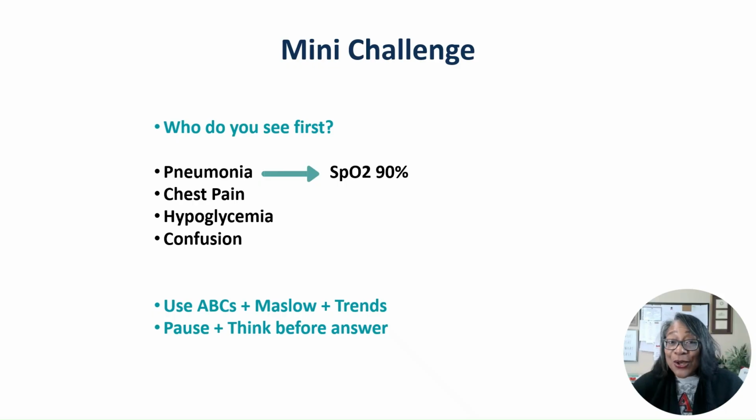All right, so your first patient would be patient number 1. They have an airway, breathing, and circulation problem. So, breathing. SpO2 is 90%, which means hypoxia. They may decline fast. Airway and breathing outrank everything.